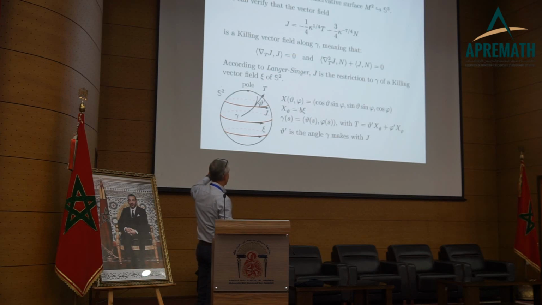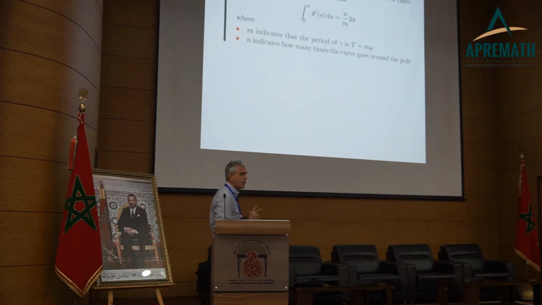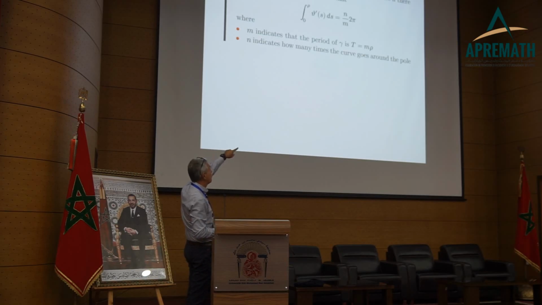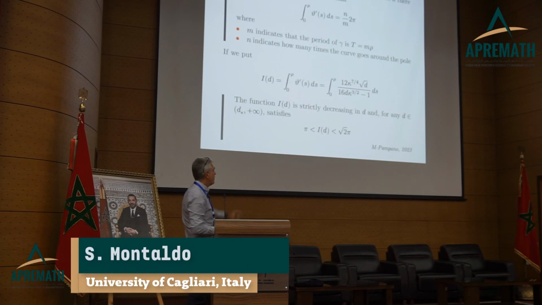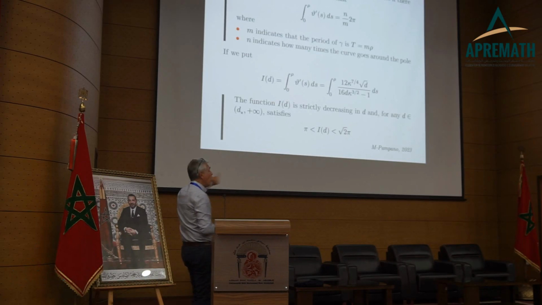So the idea is that your curve with periodic curvature is actually periodic itself if this condition is satisfied: that the total angle, when you compute it over the period of the curve, is a multiple of 2 pi, where n, which is the denominator, tells you that the period of the curve is n times the period of the curvature, and n means how many times you go around the pole. You can compute this function using the differential equation, and the big technical thing is to prove this lemma, that this function ed is always between pi and square root of 2 pi, and it takes all the values in this interval.